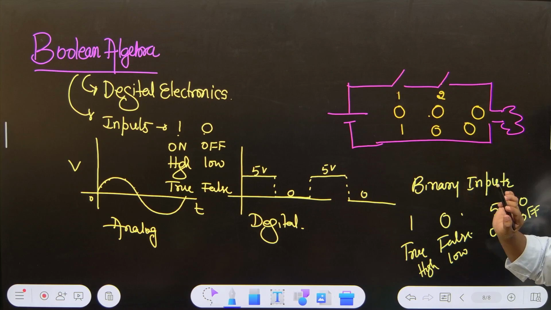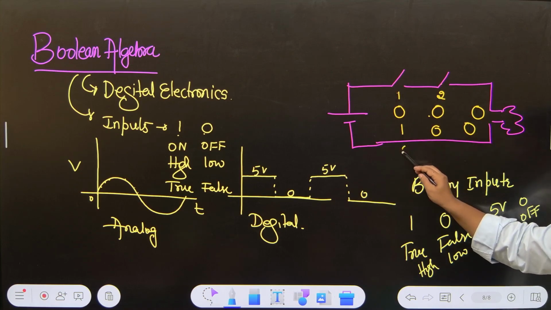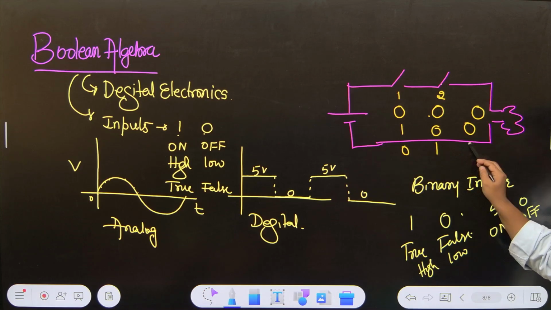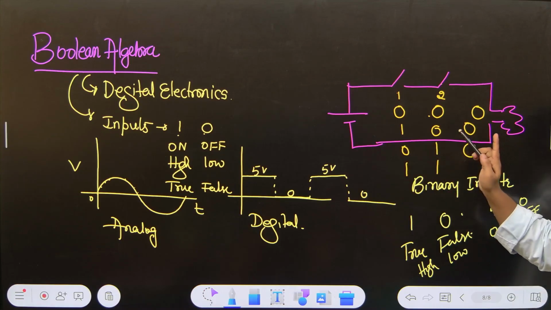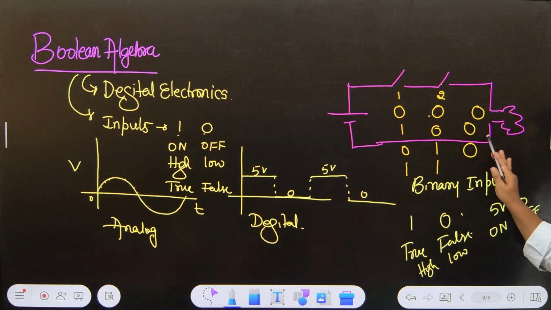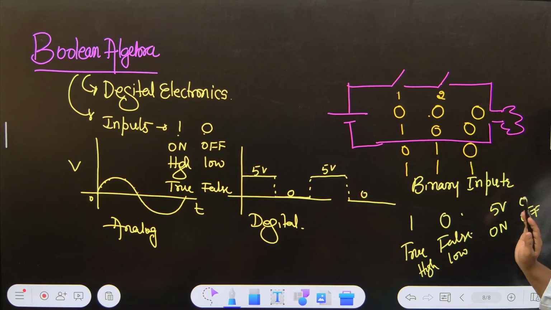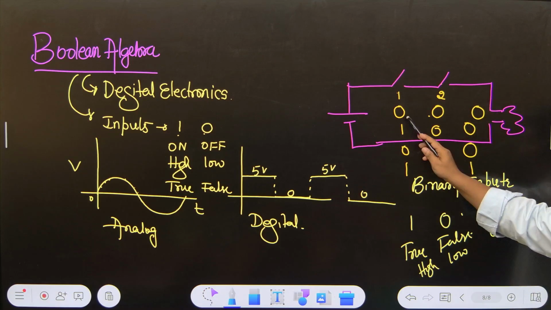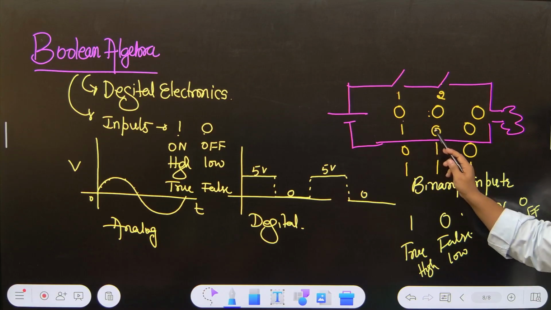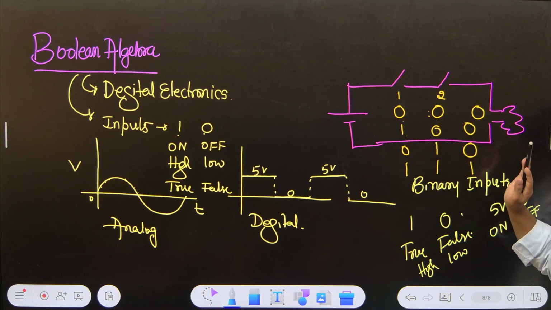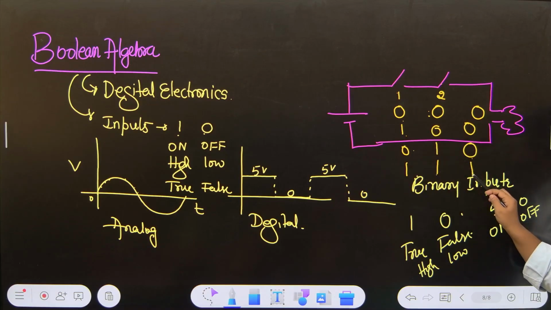Still 0. Now let us open switch 1 but close switch 2. Then also the output is how much? 0 only. But only if both are closed, then the circuit will be completed, and then you will be able to see the output. Do you understand? These are the inputs. Off, off, sorry, on, off, the light is off only. Off, on, the light is off only. But both are on, then the light is on.